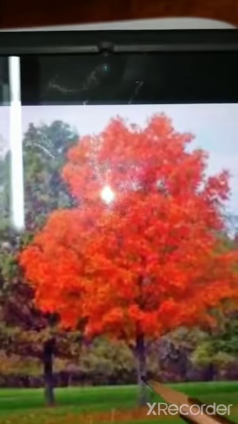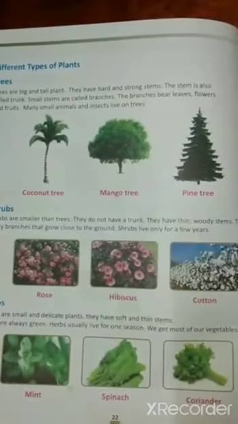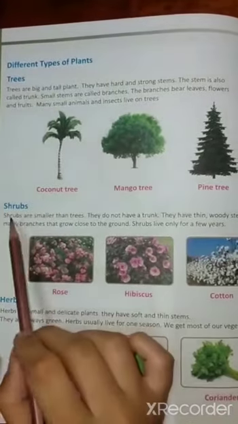Like you can see, this is a tree. जो इसका trunk है, and जो इसके ऊपर small stems जा रही हैं, these are the branches. Okay, now we are going to read about the shrubs.